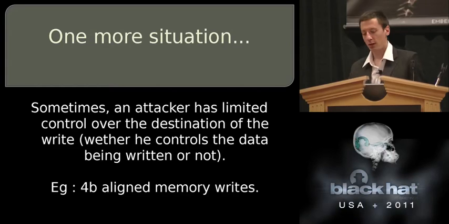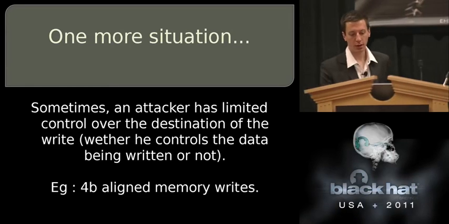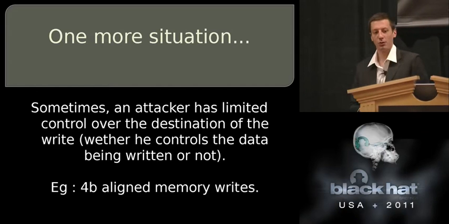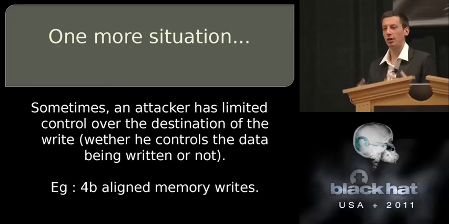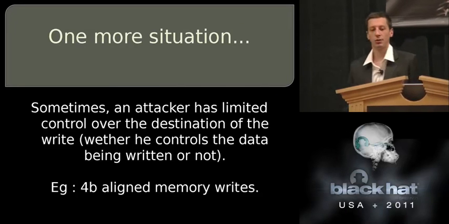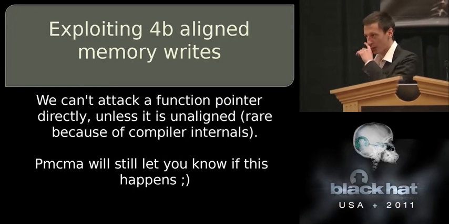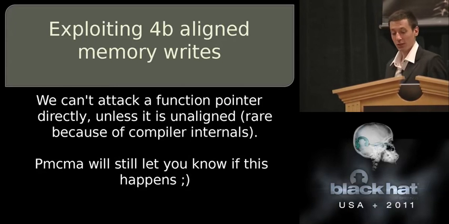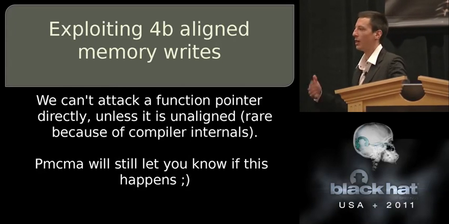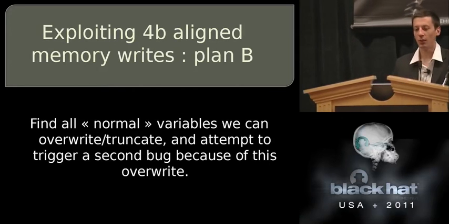If we don't have absolute control over the location we want to write to, we're most probably not going to try a truncation, because the pointers in memory are usually aligned by the compiler. It's much faster to access aligned memory, so the compiler is going to try to align all the function pointers. So finding an unaligned function pointer is most likely not going to work. If it does, the tool is going to report it anyway, and we're back to the previous case. But if we don't, we have a plan B.